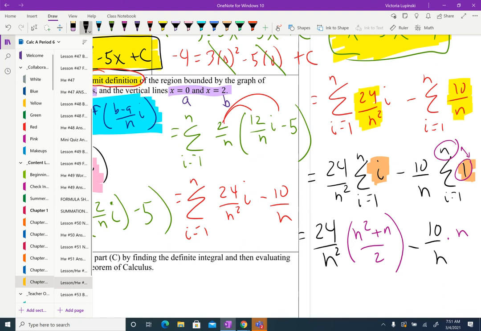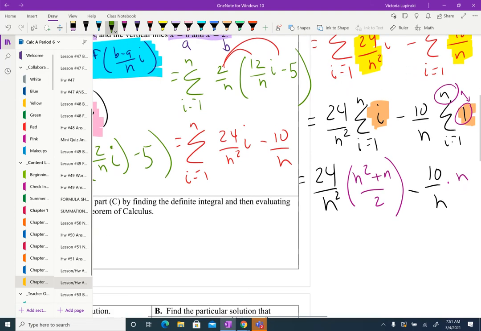Okay, so the hard part's over. You're almost done. All you have to do now is simplify and then take the limit. So I'm going to do 24n squared plus 24n. So I distributed the top. And these are each going to be over 2n squared.